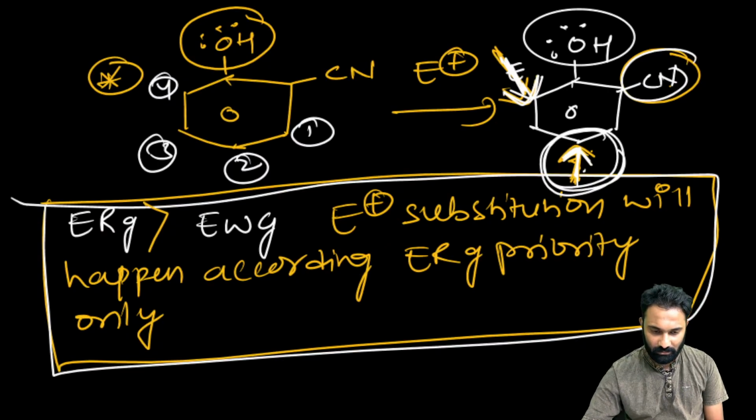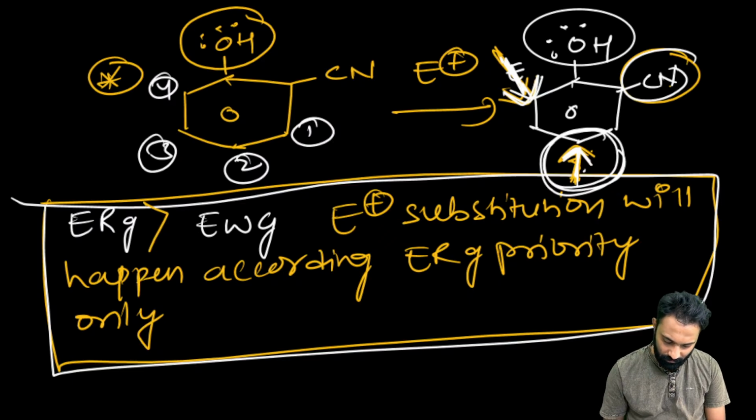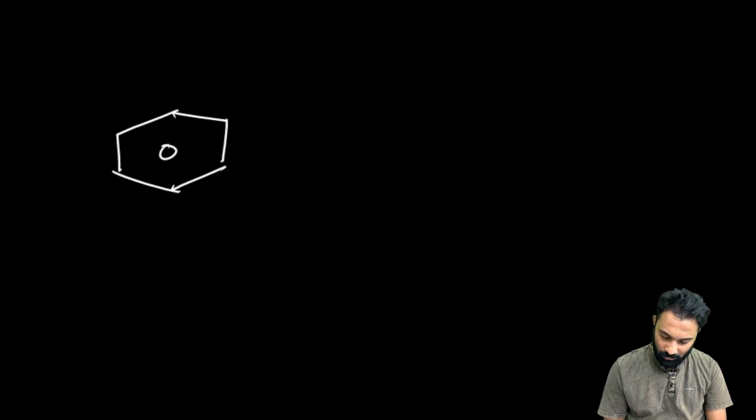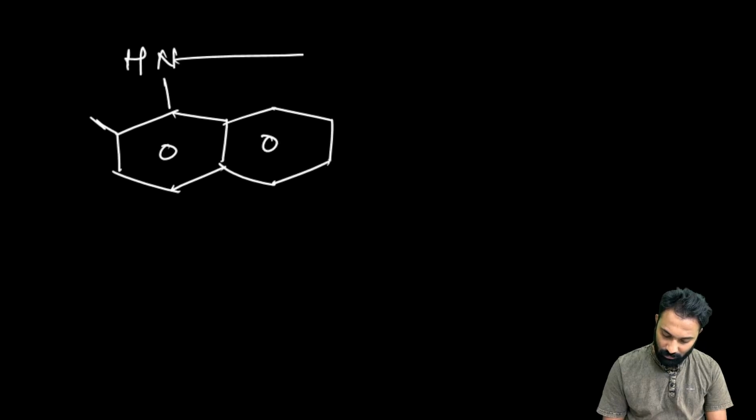Done? Right. Now I will write one compound, and you have to tell me. Here there is a CH3, here an NH, here a benzene, and for this benzene, here a carbonyl compound.